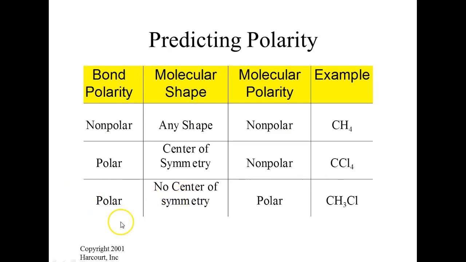If you have polar bonds and there's no center of symmetry, it's not a symmetrical molecule, then that whole molecule is going to be polar, and that's what I was showing you with the water. So we'll do practice in class, and I think that's it for Chapter 3. So please take a look at that. Most important is ionic and covalent bonding, and the polarity of bonds also. So the beginning of this chapter is the most important.